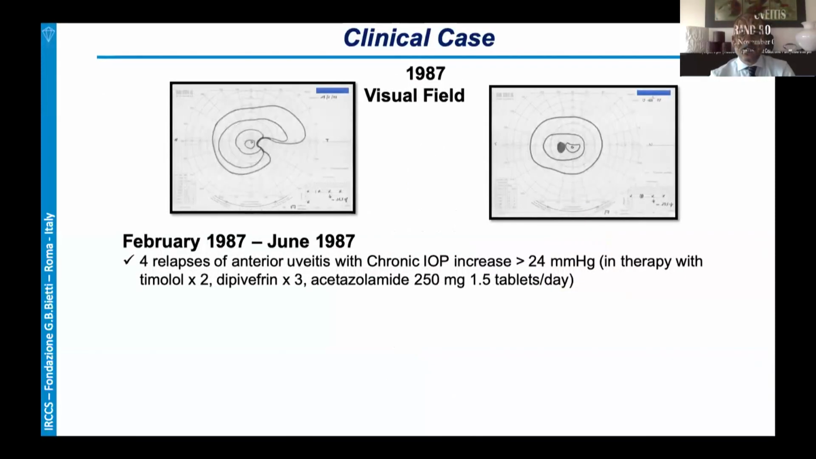In 1987, this was a visual field. So we have the first visual field changes in the right eye. And in the same year, he had in a few months 4 relapses of anterior uveitis with chronic IOP increase, more than 24 millimeters of mercury, in therapy with timolol twice a day, dipivefrin 3 times a day, acetazolamide 250 milligrams, 1.5 tablets a day.